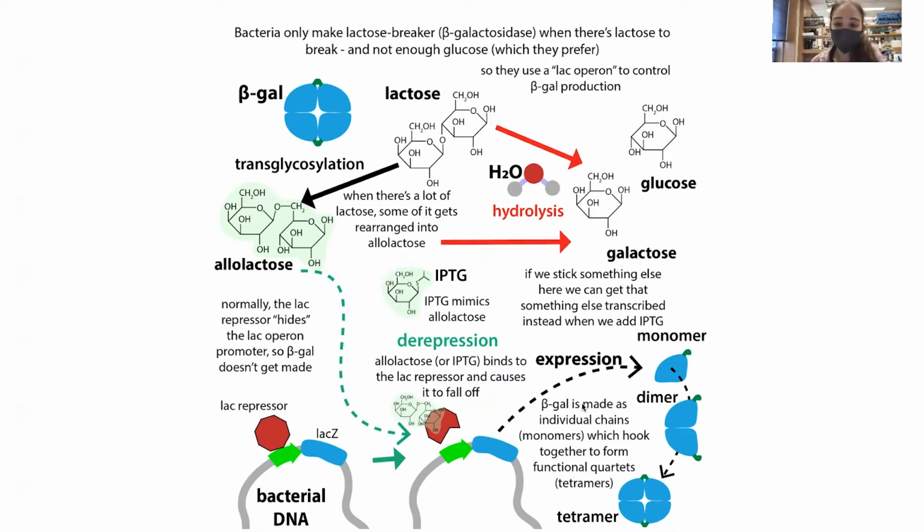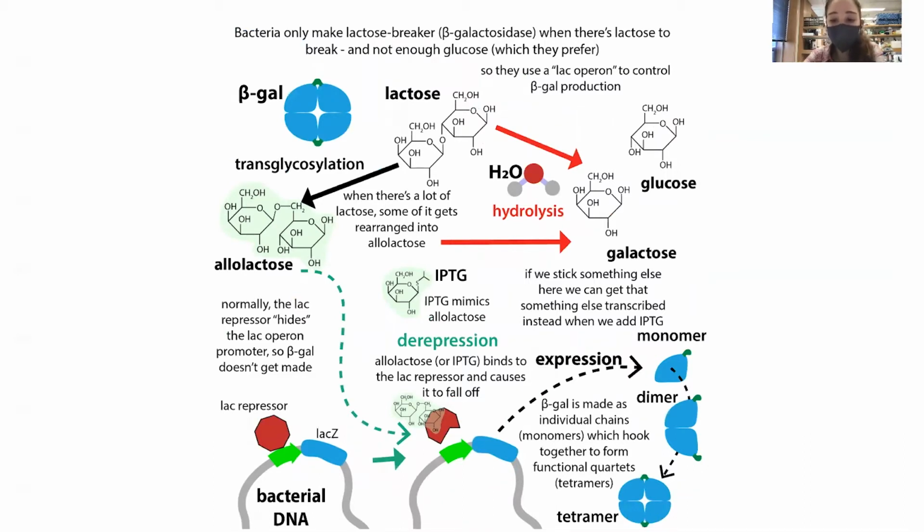It actually functions as a homotetramer, so 4 identical chains. This gene has the instruction for making 1 chain, which would be a monomer. But then it can pair up to form a dimer. And then that dimer is going to form a tetramer, and it's this tetramer that is the active version. Why this matters is that in order to form this active tetramer, it needs this part, the alpha peptide, which is what we're providing in our plasmid. So it's going to function as the tetramer.